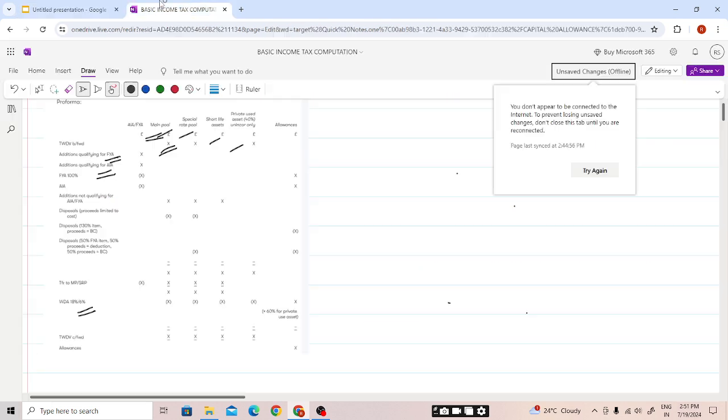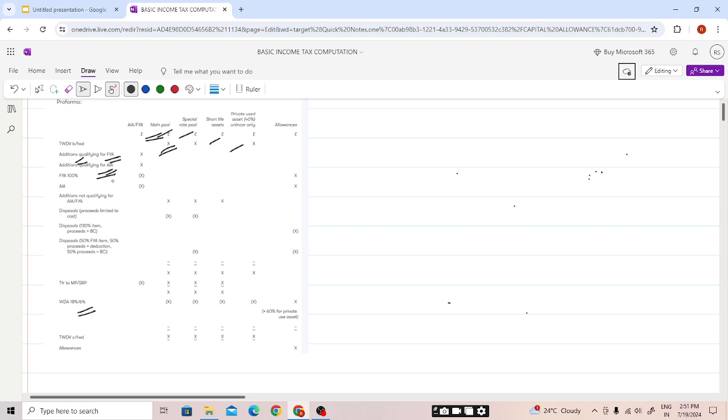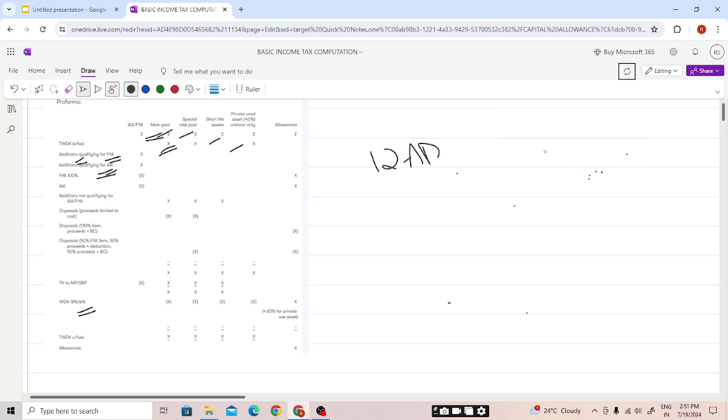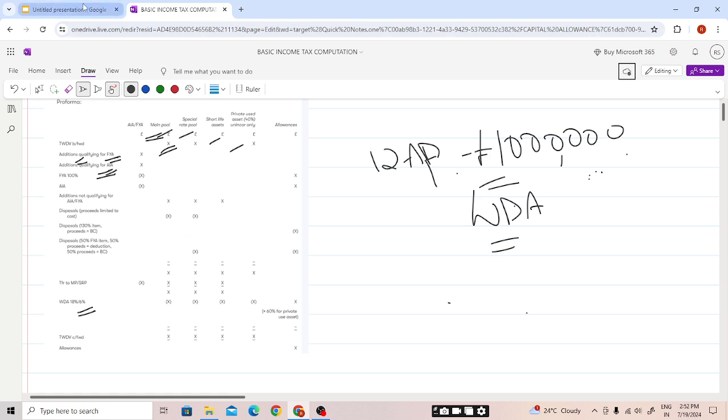The AIA, as we have seen under the format of additions qualifying for FIA and AIA. If they qualify for AIA, this is a type of allowance. The limit we can claim in a 12 months accounting period, students, is £1 million. If we have invested more, then it will qualify for WDA, and the excess amount will be written in the main pool. Then we will see the additions qualifying for FIA.